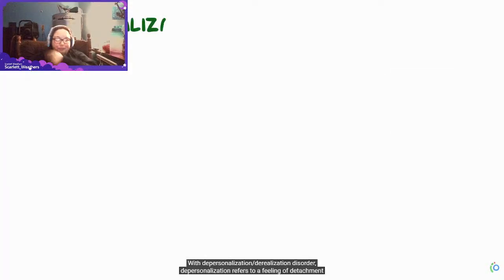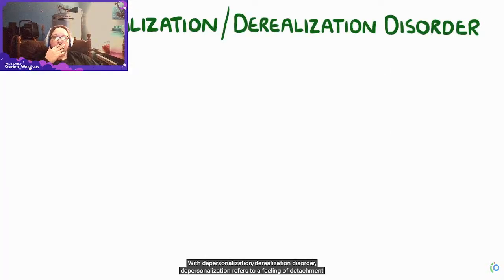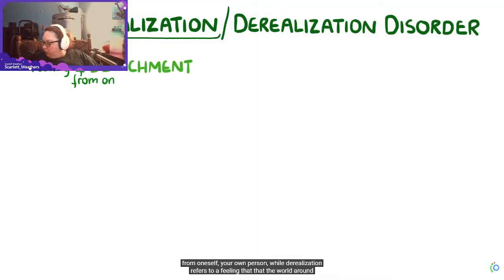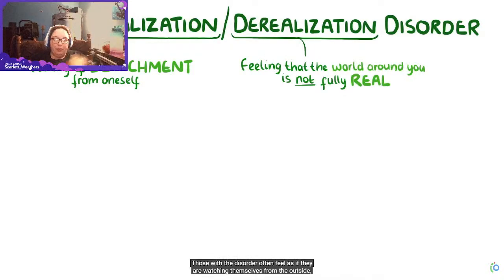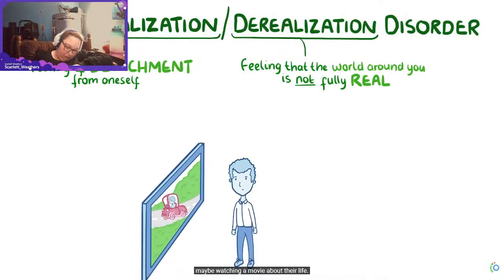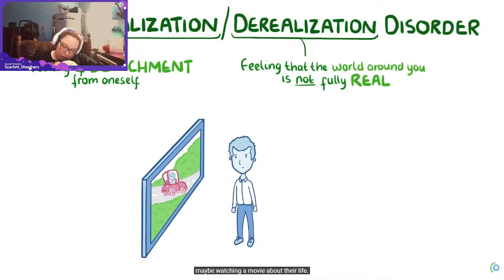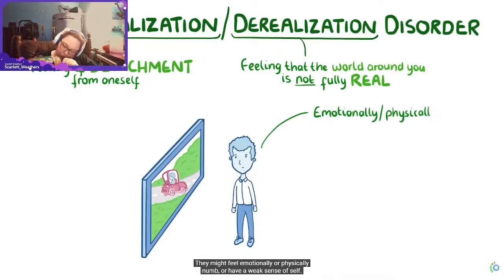With depersonalization-derealization disorder, depersonalization refers to a feeling of detachment from oneself, your own person, while derealization refers to a feeling that the world around you isn't fully real. Those with the disorder often feel as if they're watching themselves from the outside, maybe watching a movie about their life. They might feel emotionally or physically numb, or have a weak sense of self.